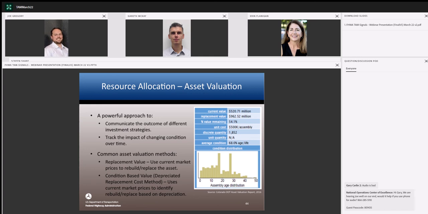Asset valuation is an approach. In my mind, it's a powerful approach and something that we could look to use a little bit more. It's not easy for stakeholders, decision makers, those that assign budgets, to understand what the impact of good, fair or poor traffic signals is. Everybody understands what a dollar is. So if we can talk about things in dollar values, it can be powerful for us in terms of showing what's going on with our assets.